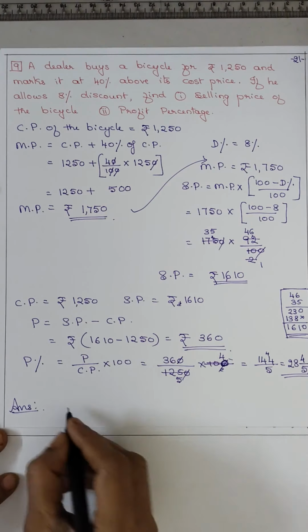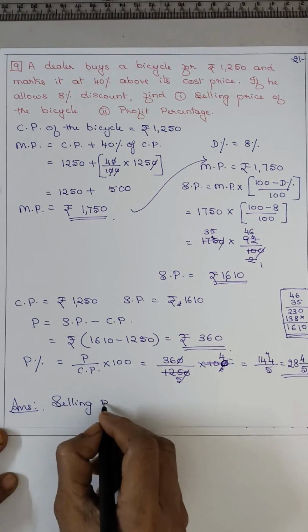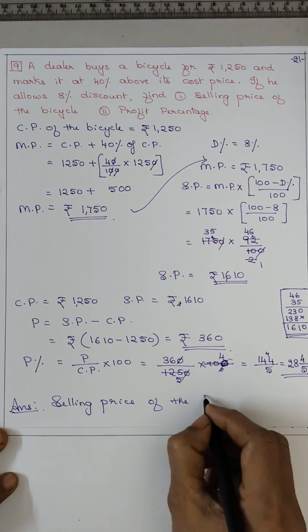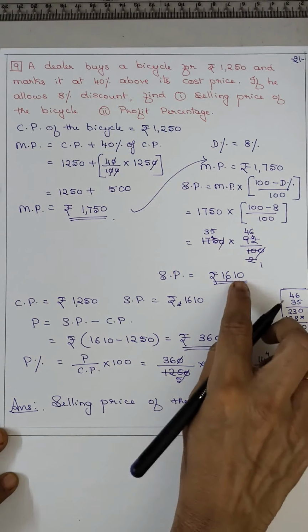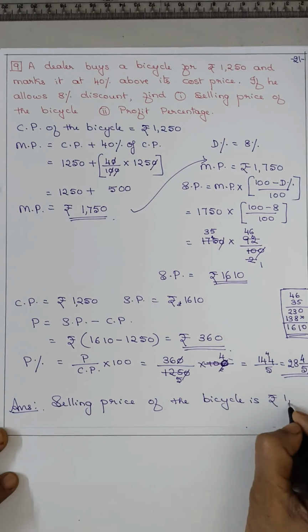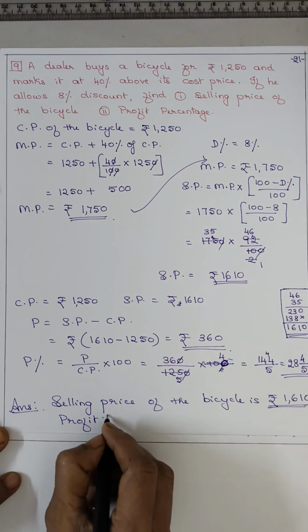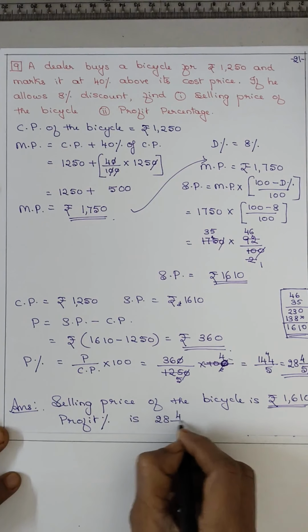So the answer: two questions are there. Selling price of the bicycle is 1610 and profit percent is 28, 4 by 5%.